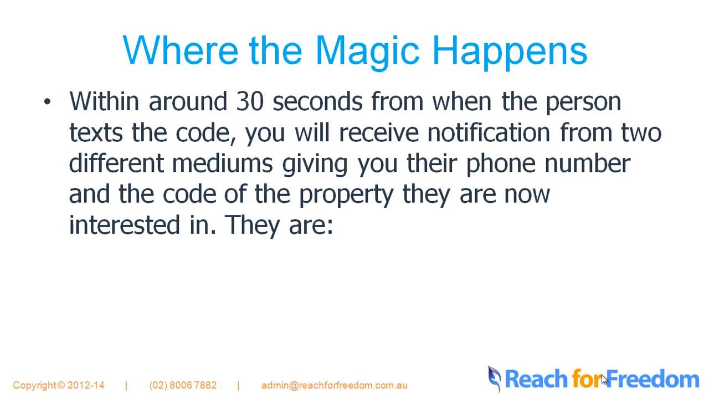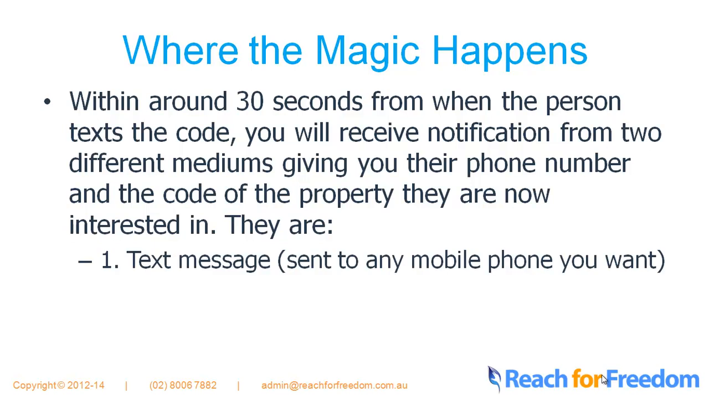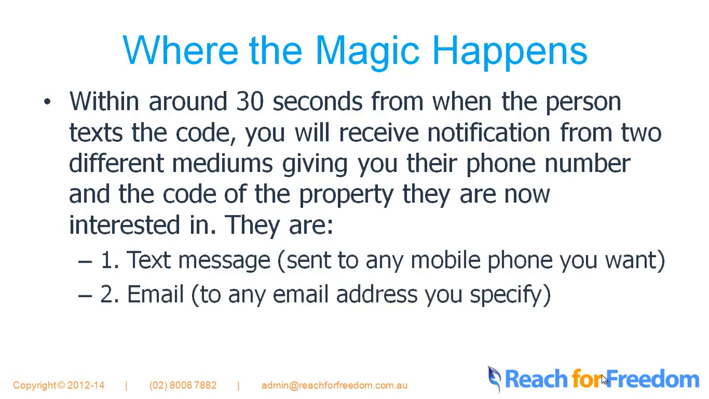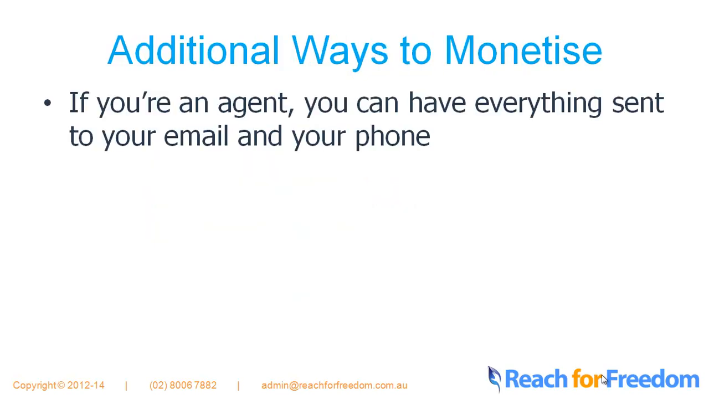Okay, so where the magic happens. Within around 30 seconds from when the person texts the code, you'll also receive notification from 2 different mediums giving you their phone number and the code of the property they're interested in. It can be a text message sent to any mobile phone you want, or an email to any email you specify. If you're an agent, you can have everything sent to your email, or your phone, or both.